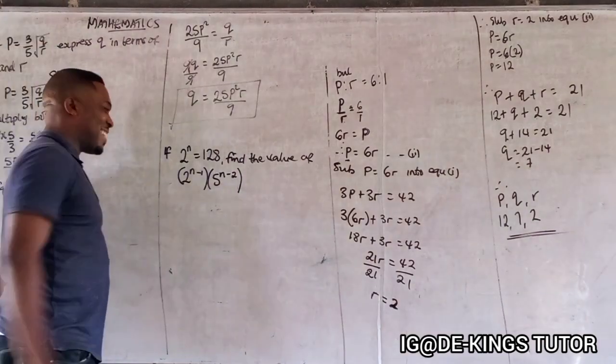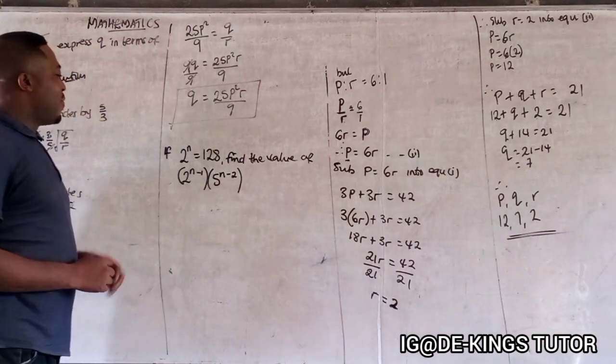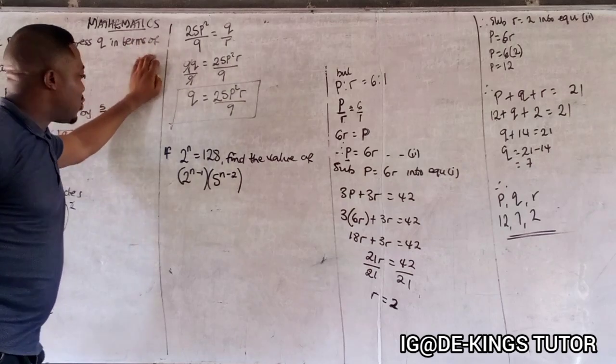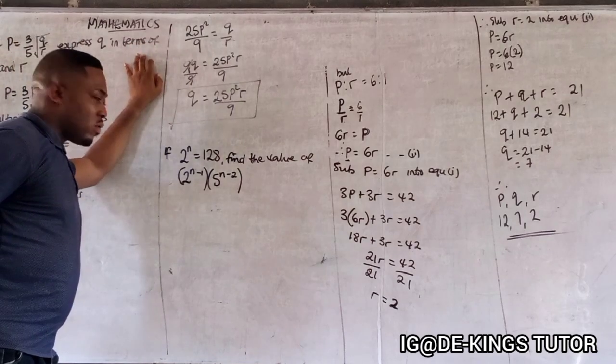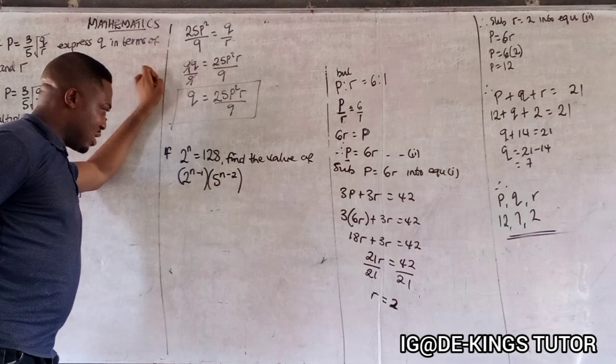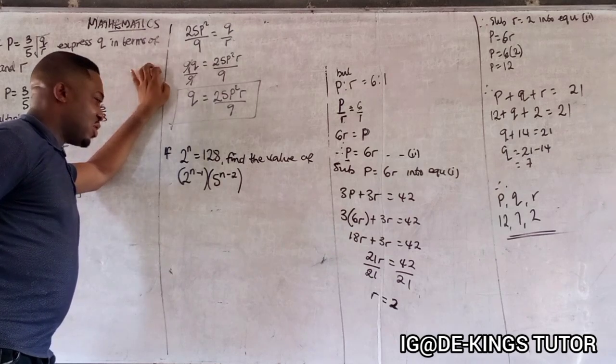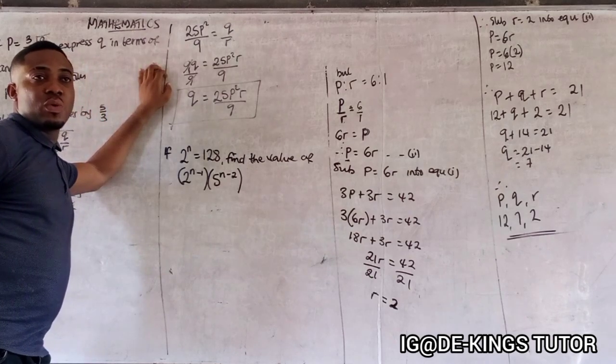I will teach you that. Okay, if 2 raised to the power of n equals 128, find the value of 2 raised to the power of n minus 1, bracket again, 5 raised to the power of n minus 2. Can you solve this?